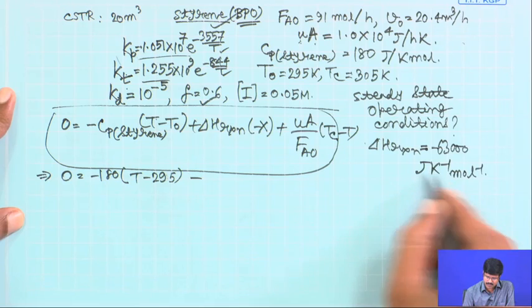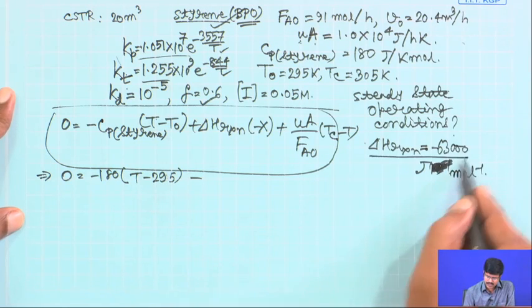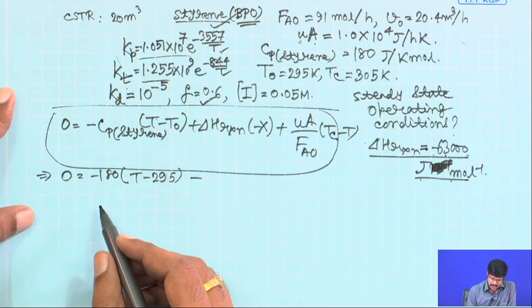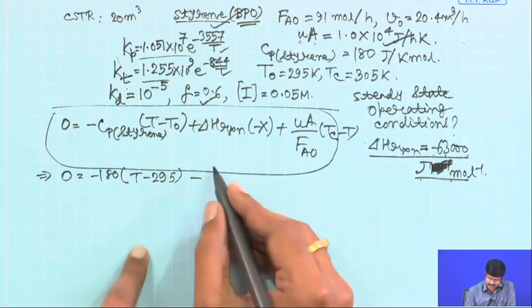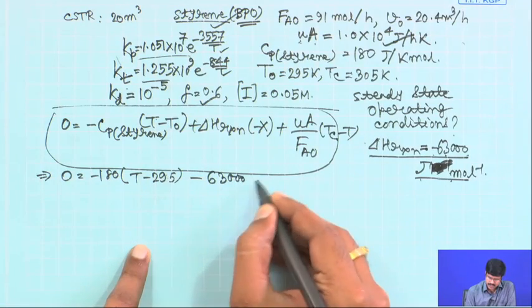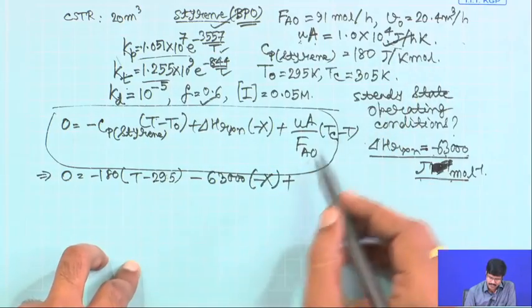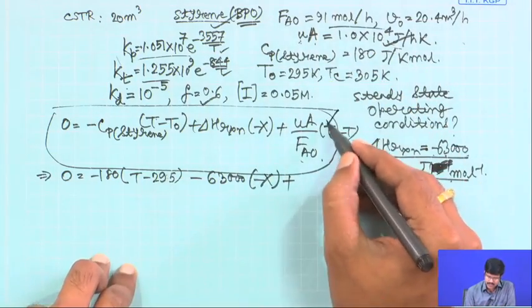In fact, it is not joule per Kelvin, it is joule per mole, excuse me. So, this is delta H reaction, minus 63,000 joules per mole. The value of UA is also given, so we can proceed. So, this is 63,000 into minus X plus, you just put the values of UA and Fa0, and mind the units. The Tc is also known.